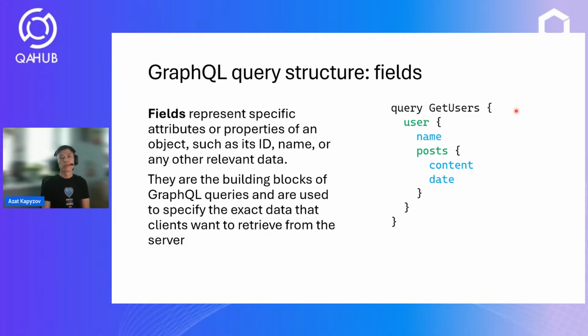So in this example, let me take a laser pointer. We have a query that is called get users. And here we have two objects. The first one is user, and the second one is post. The post is inside users. And here for each object, we specified fields. For user, it's name, and for post, it's content and date. Even if the database contains many other fields for these objects, we will get only those fields that we specified here in the query.